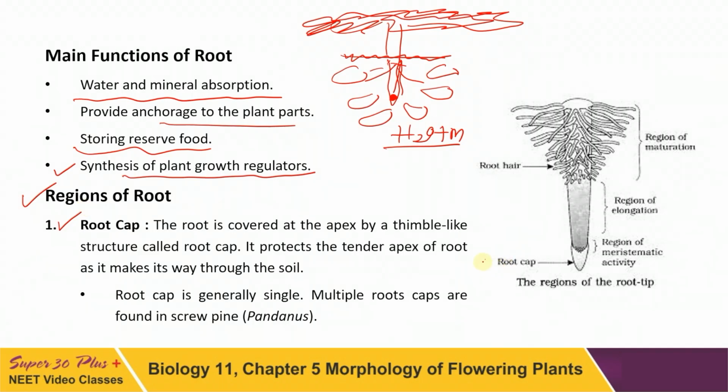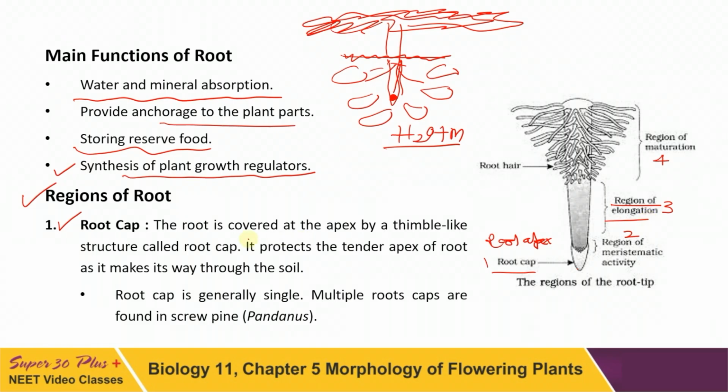This is one region. Root cap is there. This is the second one, meristematic activity is there, second region. The third one is the elongation region, and the fourth one is the maturation region. So starting from here, that is the root cap, followed by meristematic activity, or we may call it the root apex, and the root apex is followed by the region of elongation and regions of maturation. Now we have to see them one by one.